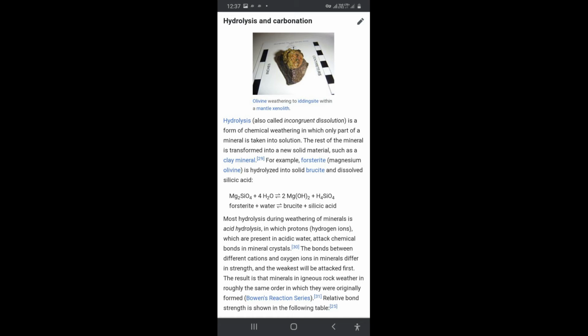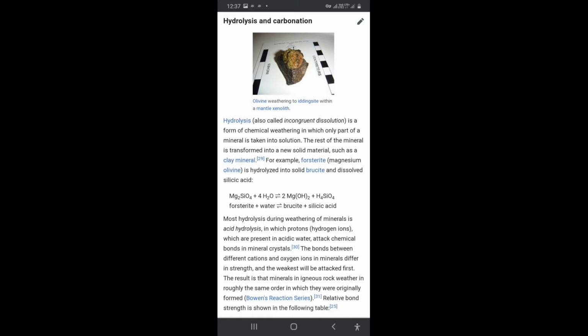Similarly, pyrite, which is a mineral, plus oxygen plus water gives iron sulfate plus sulfuric acid. And again, 2FeS2 plus 7O2 plus 2H2O gives 2FeSO4 plus 2H2SO4. Now this is the same thing given in chemical formula.